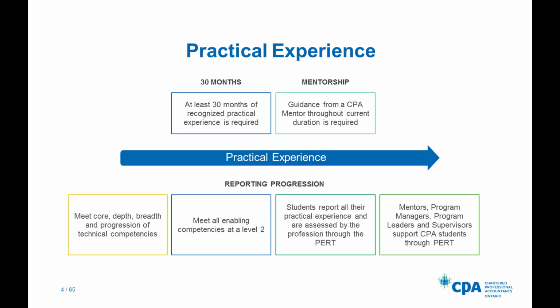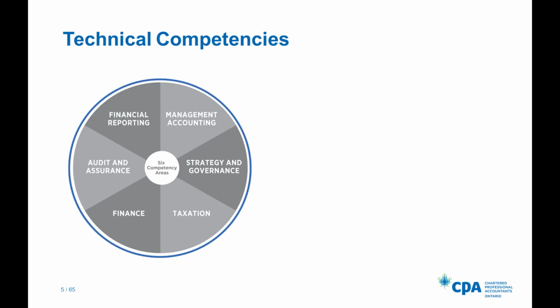In PERT, students have the support of mentors, program managers, program leaders, supervisors, and CPA Ontario Practical Experience team. Throughout the 30 months, students will have guidance from a CPA Ontario mentor. This is where you come in. The 6 technical competencies are as displayed.